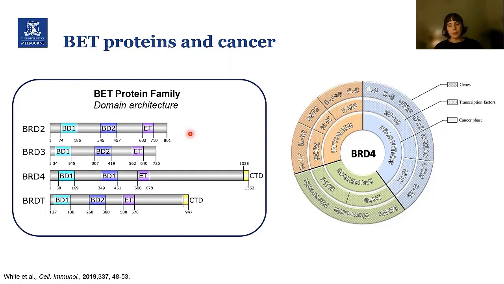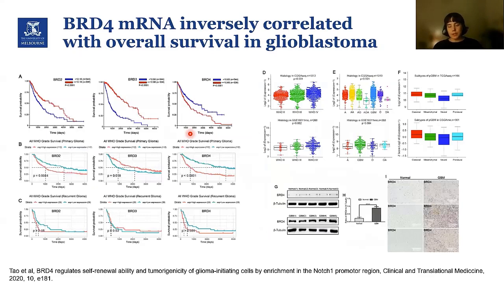Now, within this family, BRD4 is the most studied owing to its dysregulation in cancer. It's known to initiate and promote cancer and is also involved in a variety of inflammatory diseases as well. So in our lab, we're particularly interested in glioblastoma. BRD4 mRNA overexpression is inversely correlated with overall survival in glioblastoma. And it's also been found that in patient-derived glioblastoma samples, BRD4 protein is overexpressed.